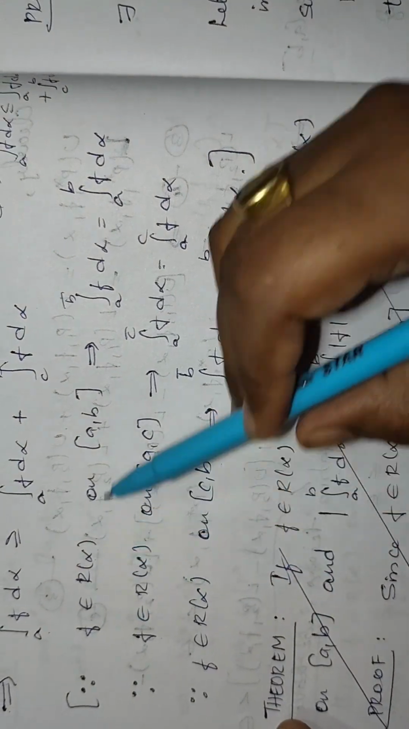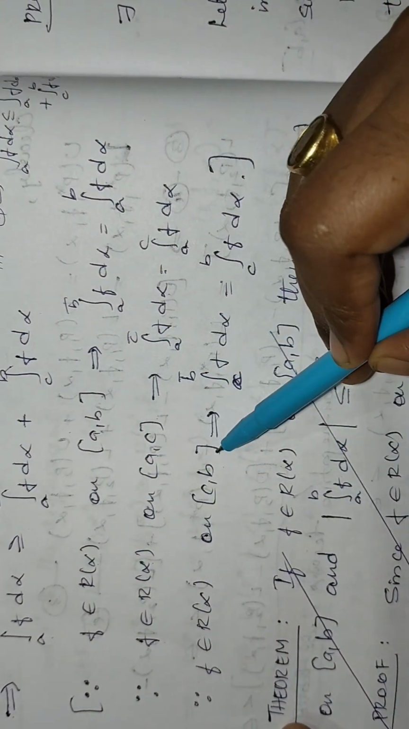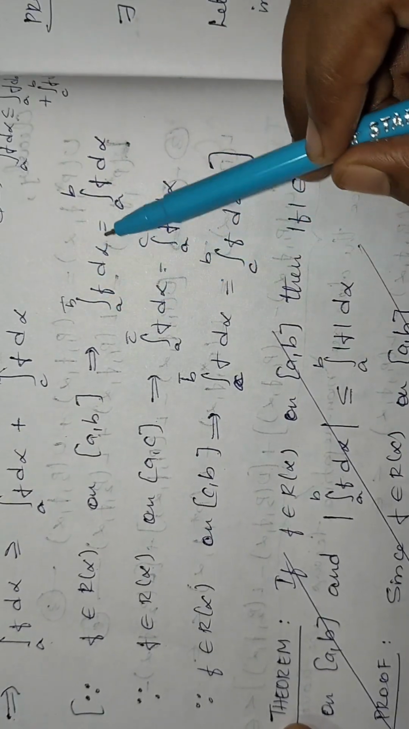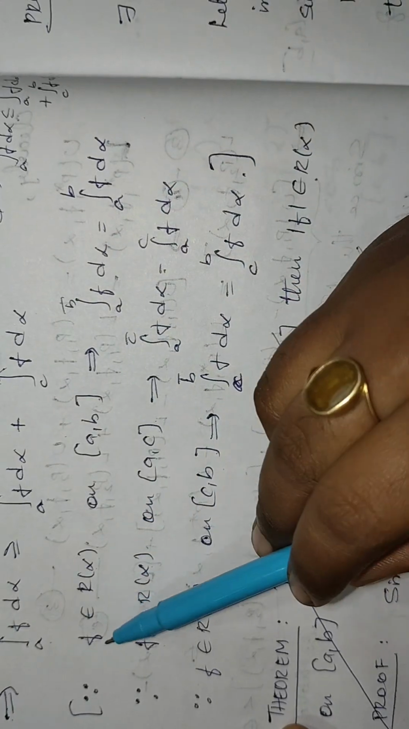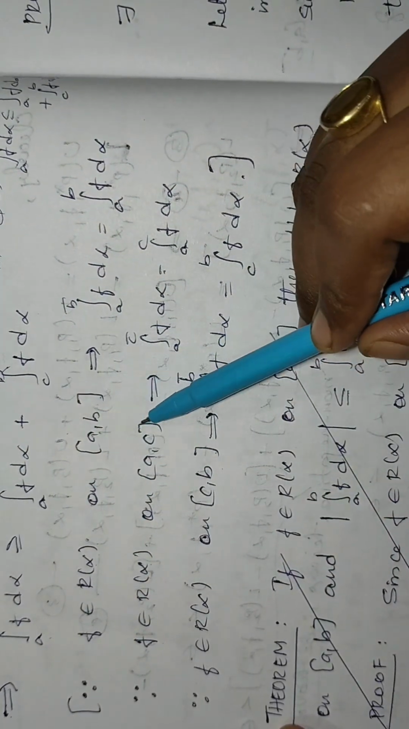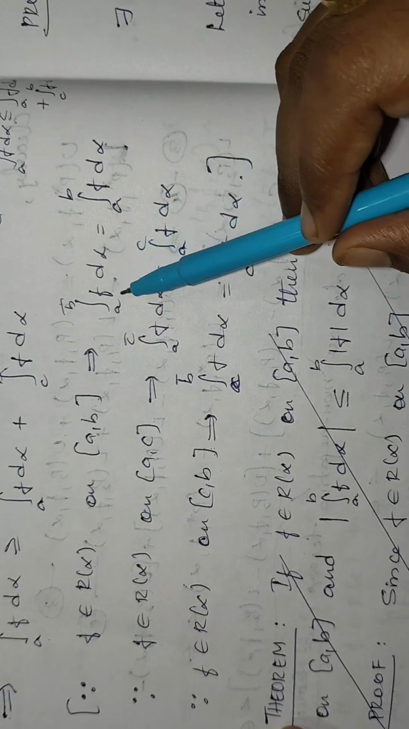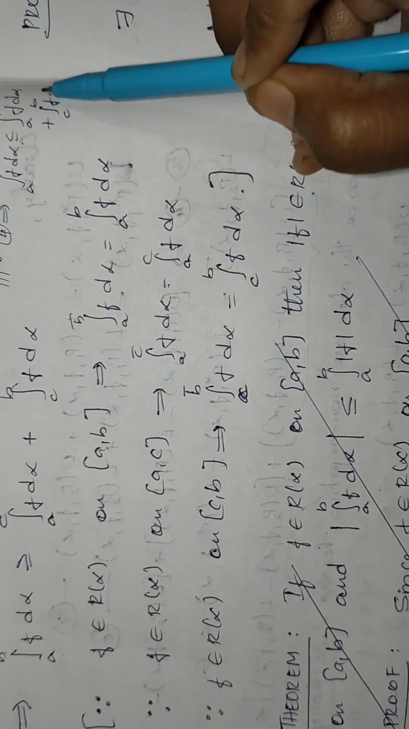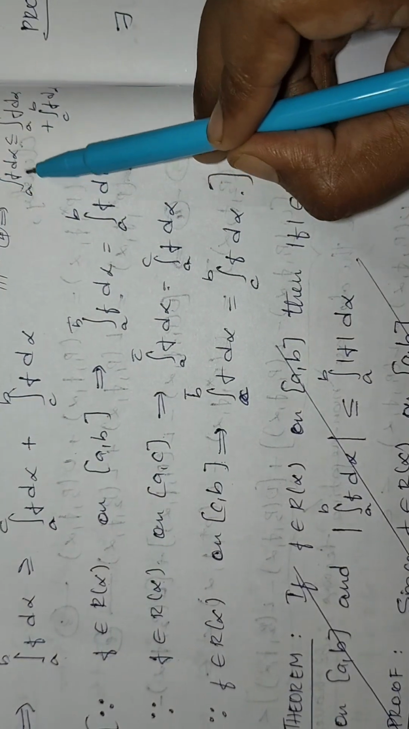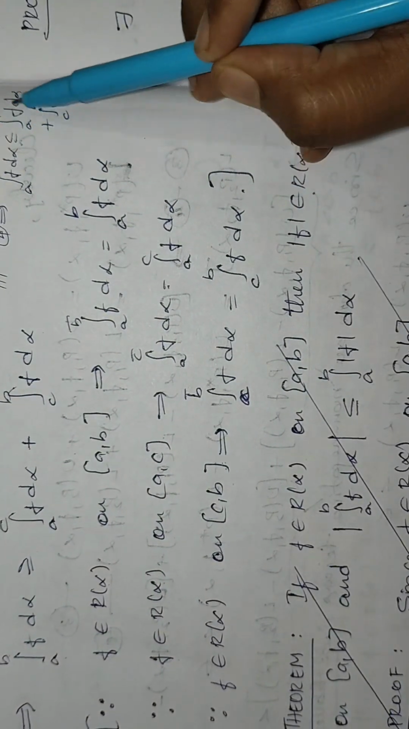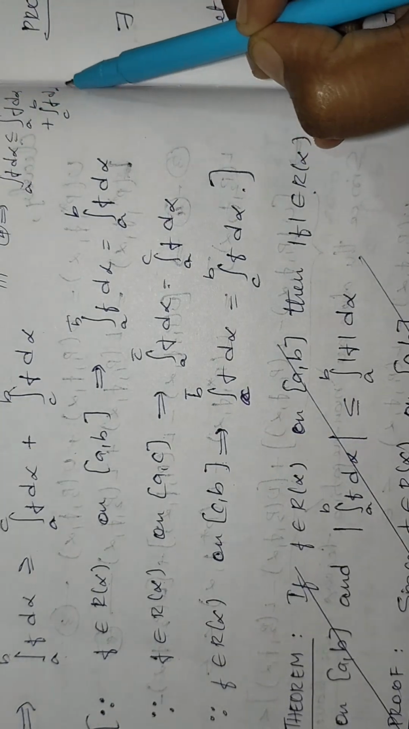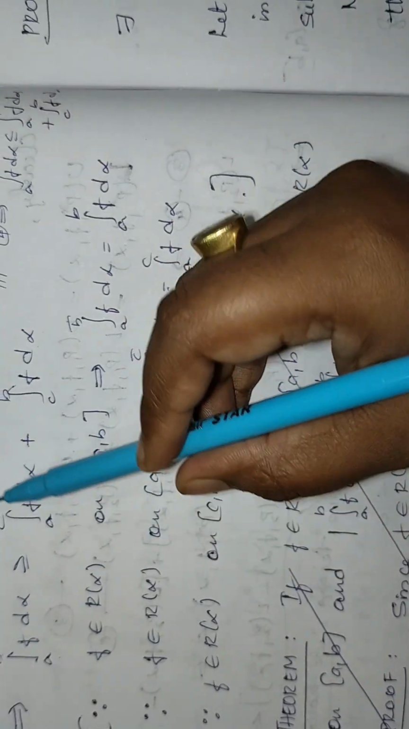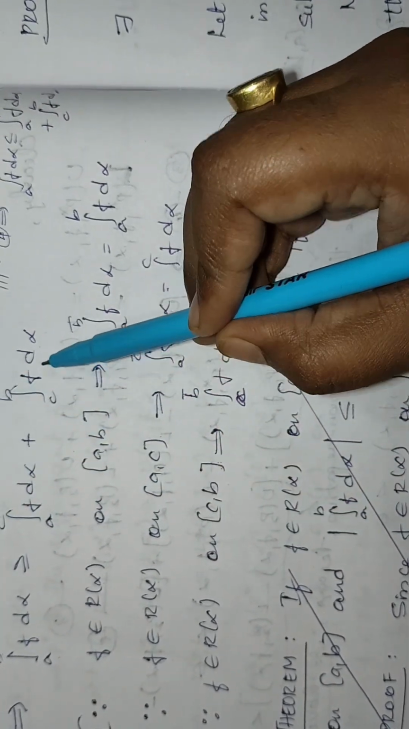Okay, so here instead of the upper Riemann-Stieltjes integral you will get the lower Riemann-Stieltjes integral, and since f belongs to R of alpha on closed interval ab, ac and cb, in place of the lower Riemann-Stieltjes integral I can write this. So at last I will get the integral from a to b of f d alpha less than or equal to the integral from a to c of f d alpha plus the integral from c to b of f d alpha.